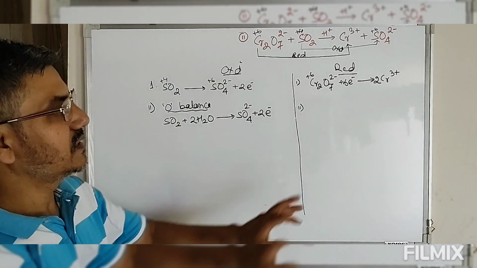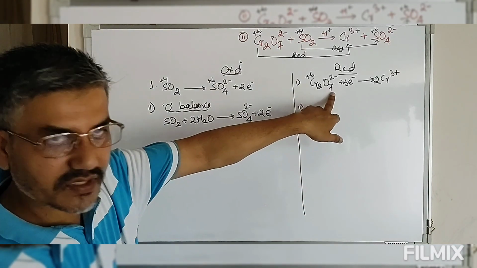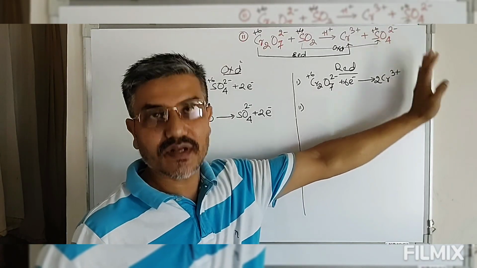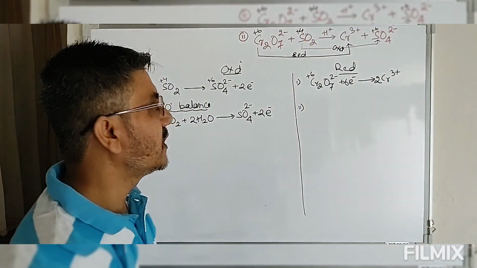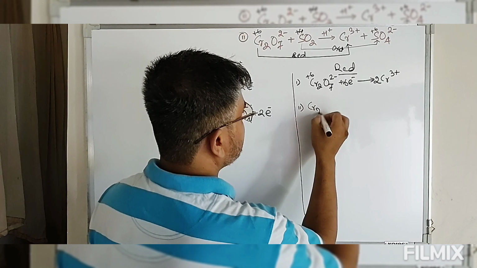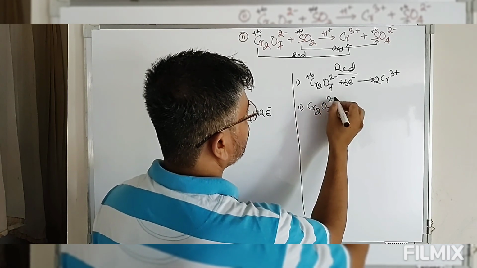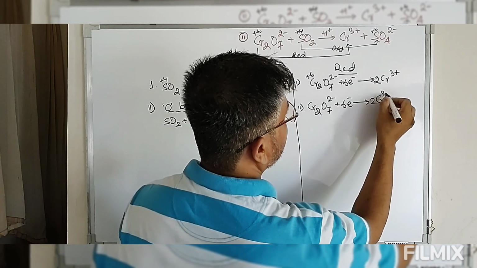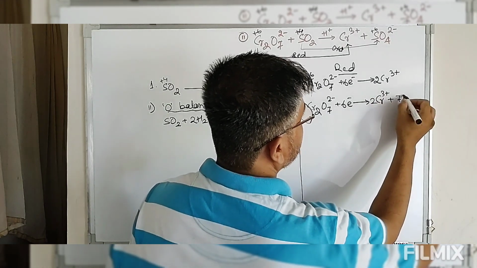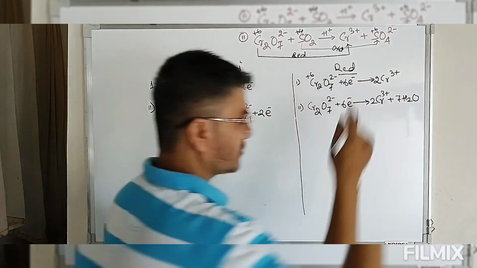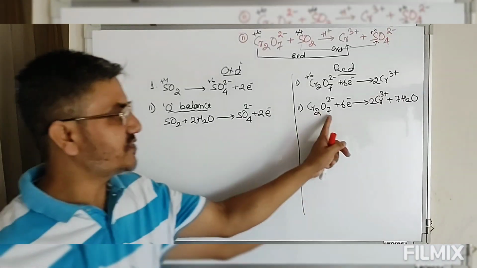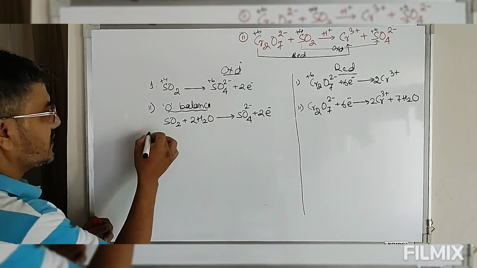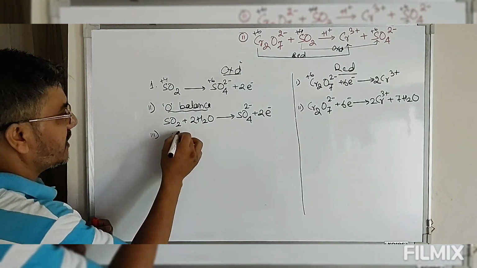अब इधर चलिए. इस तरफ we have 7 oxygen है. इस तरफ there is no oxygen. So जिस तरफ requirement of 7 oxygen है तो 7 water molecule add करेंगे. So we have Cr2O7 2 minus plus 6 electrons. This gives you 2Cr plus 3 plus 7H2O. So now oxygen balance है. यहाँ पे 7 है, यहाँ पे भी 7. Once we balance this oxygen, the next step is hydrogen balance.